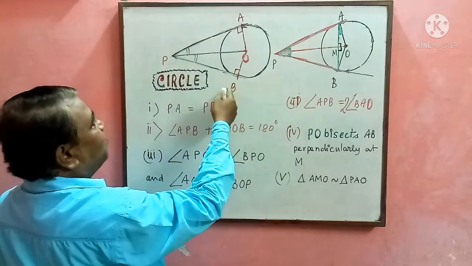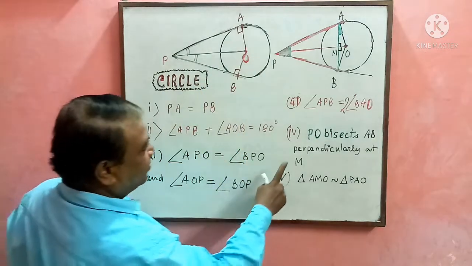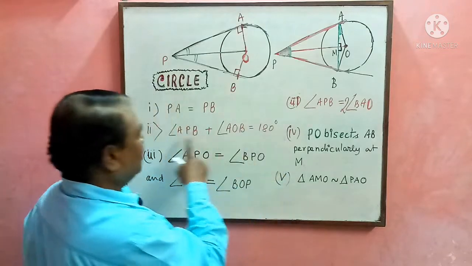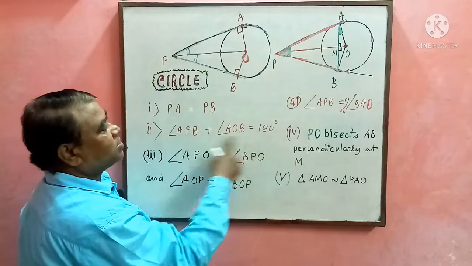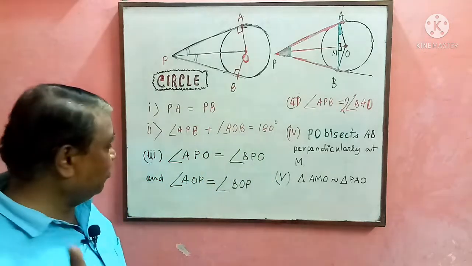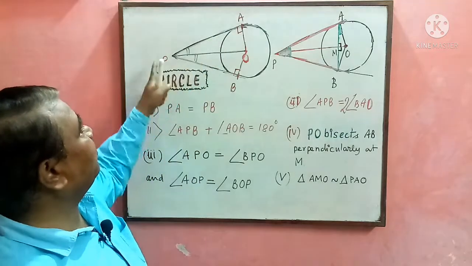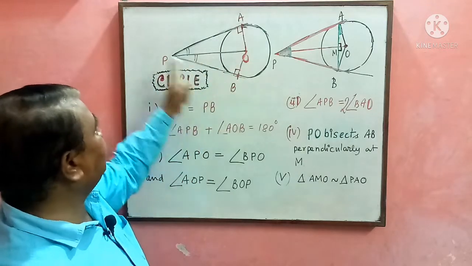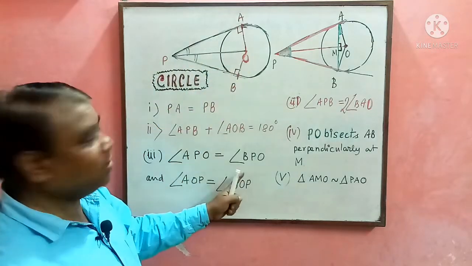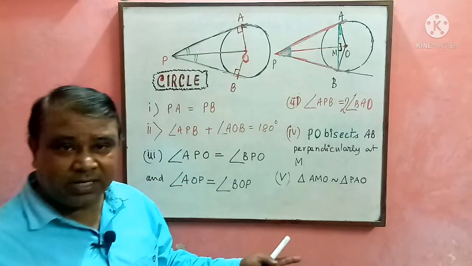So APB plus AOB is always 180 degrees. This one, APB plus AOB is always 180 degrees. This is the second formula. Third one: angle APO and angle BPO are equal. PO is the bisector.